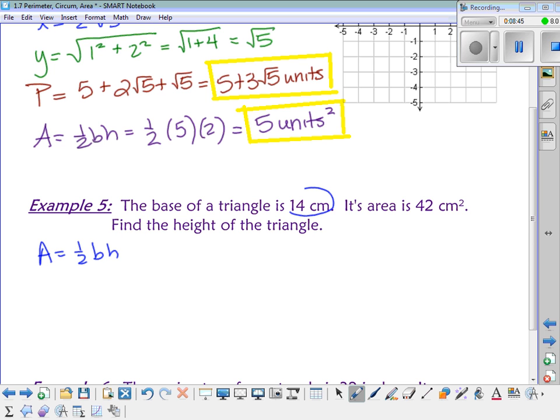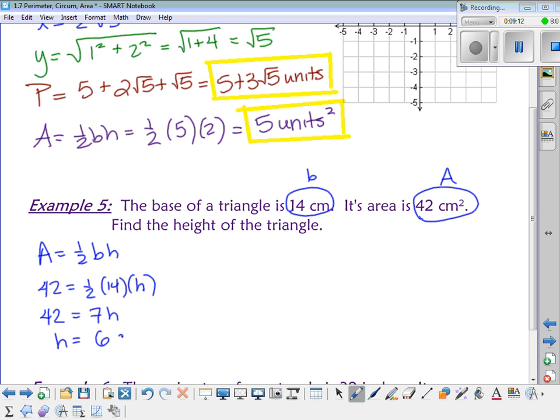So the base is 14, that's my base, and its area is 42, that's the capital A. So 42 is equal to 1/2 times 14 times h. And so then I just continue solving it for h. Half of 14 is 7, and so then I divide both sides by 7, and I get the height is equal to 6 centimeters.